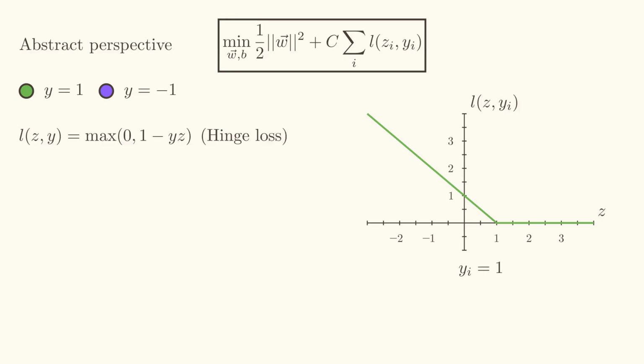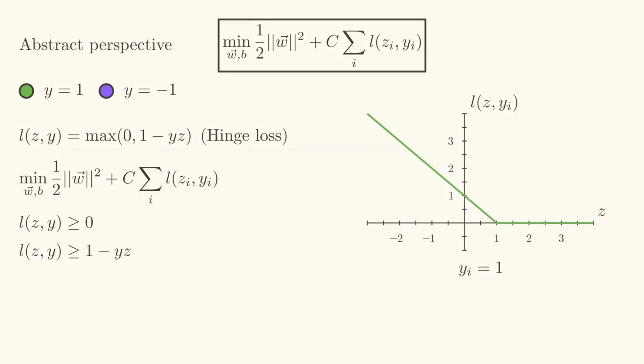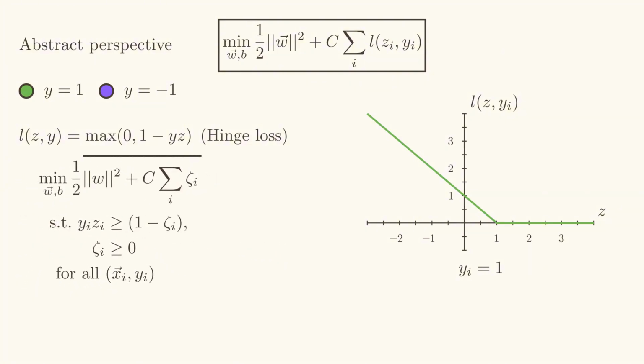If we use this loss function in the general minimization problem, we notice a few curious things. The loss function is always greater or equal to 0, and y times z is always greater or equal to 1 minus the loss value. If we define for each sample theta as the value of the loss function, we can see that by minimizing the total loss on the training set, we have actually minimized the theta penalties we already know from the soft margin SVM.